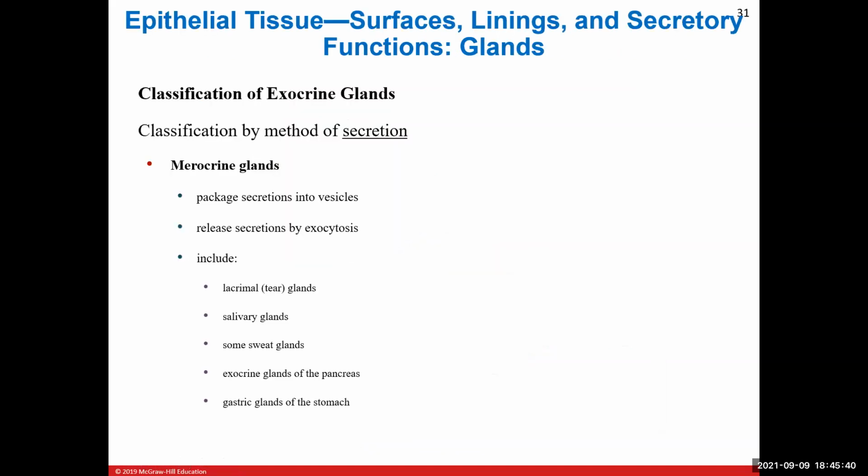All right, so let's talk about the three types of classifications for the exocrine glands. When we talk about the three types, we're going to classify these glands by how they secrete. So that means we're going to discuss the physiology, the how. We'll write out the whole thing and describe it.